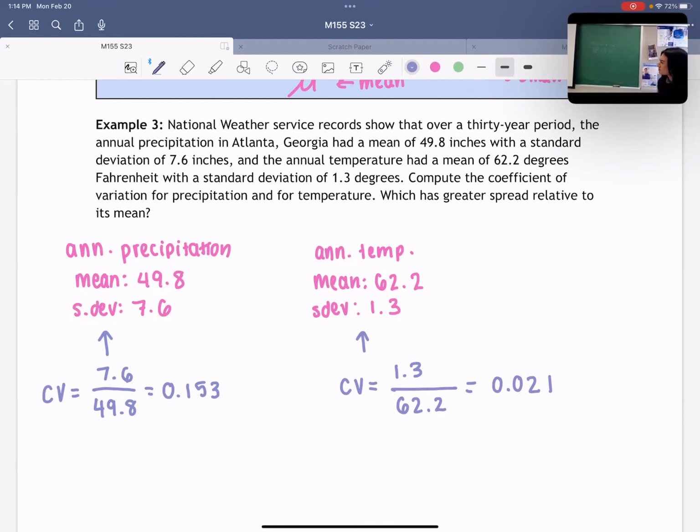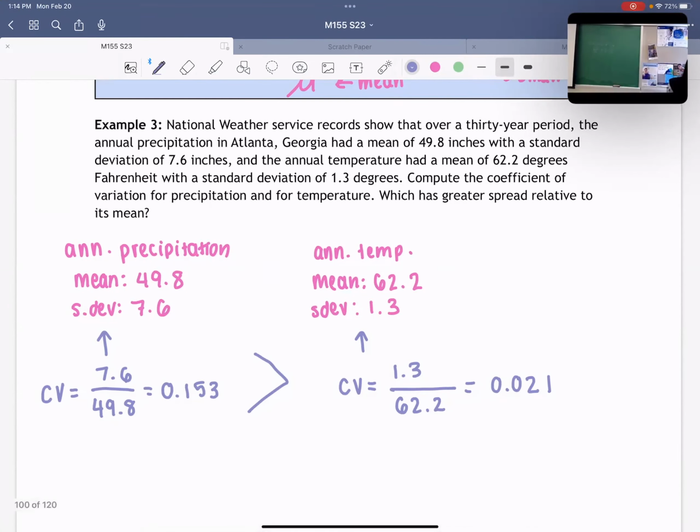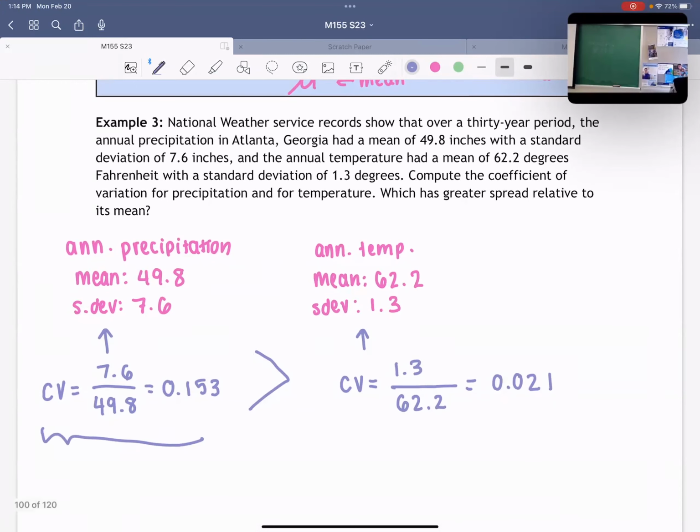Which one's bigger, the precipitation or the temperature? Precipitation is definitely bigger. So which one of the two is more spread out relative to the mean? Precipitation, right? Because a larger coefficient of variation means we have more spread out data, which means relative to the mean, the annual precipitation is more spread out. At least relative to its mean.